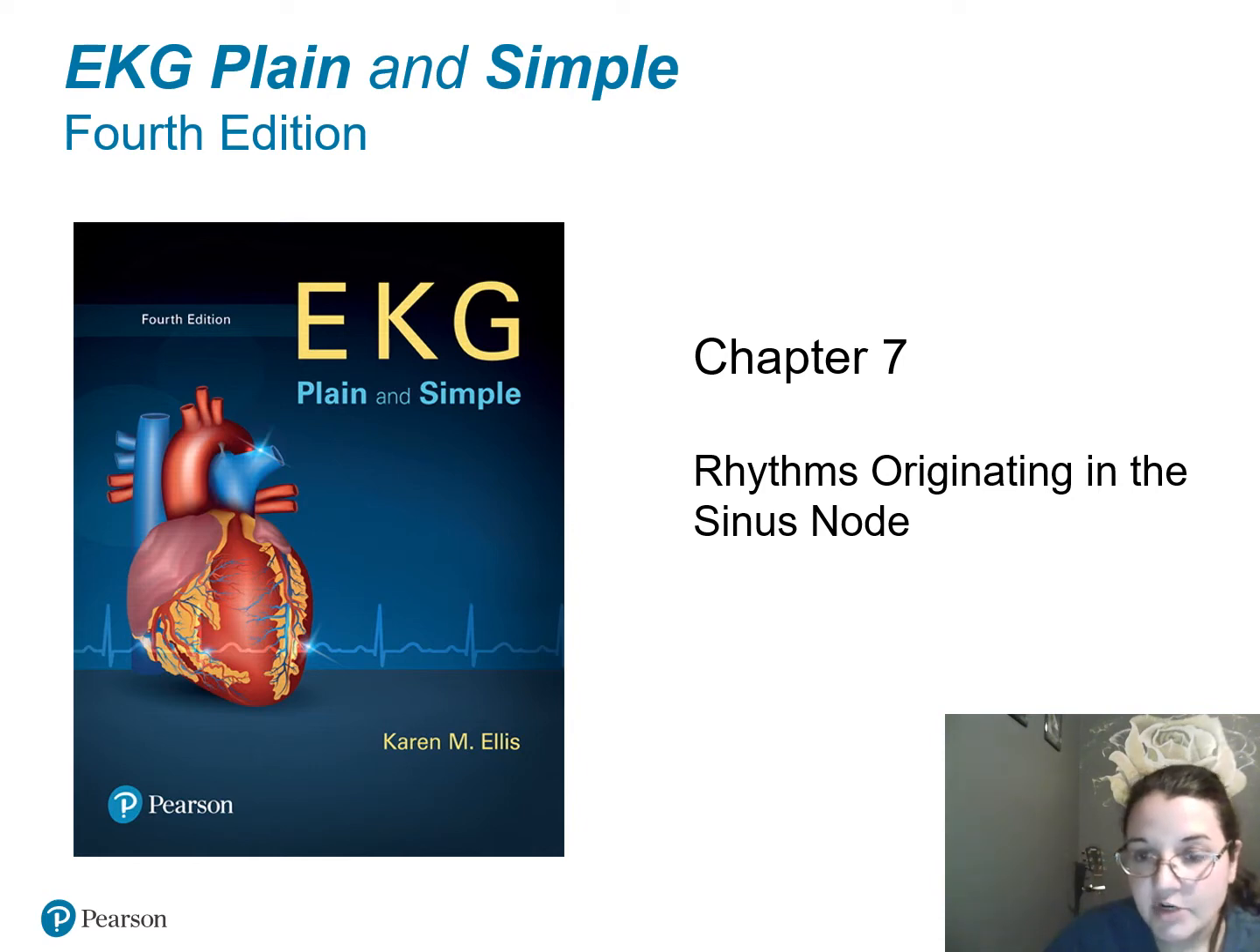So chapter 7, we're going to discuss the rhythms originating in the sinus node. If you remember back to chapter 2, when we learned about the conduction system, where is your sinus node located? It's in the top right atrium of the heart, and you learned about the right atrium in chapter 1. So we are going to be looking at rhythms that only come from the sinus node in the right atrium. This sinus rhythm is also known as the original pacemaker of the heart. Our rhythm needs to be between 60 and 100 beats to be considered normal.